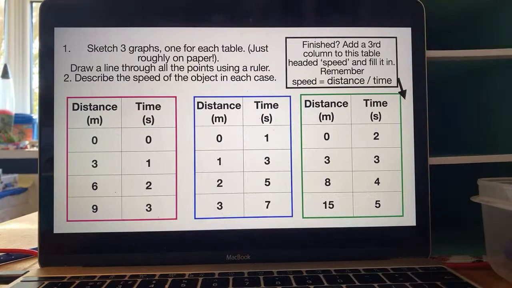Is that all right? So the first table, you've got the distance is 0, 3, 6, 9, and the time is 0, 1, 2, 3. The second table, you've got a distance of 0, 1, 2, 3, and the time is 1, 3, 5, 7. And the third table, the distance is 0, 3, 8, 15, and the time is 2, 3, 4, 5. Some of you will be able to spot some patterns here anyway.